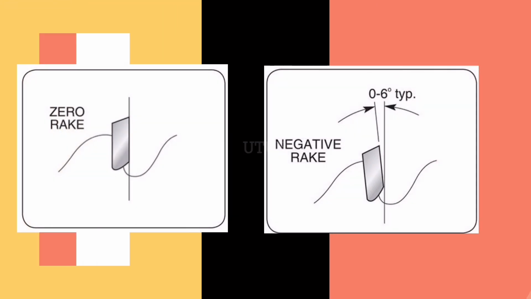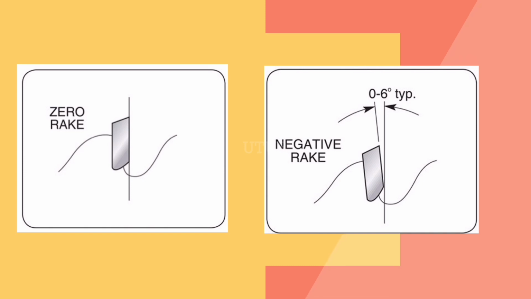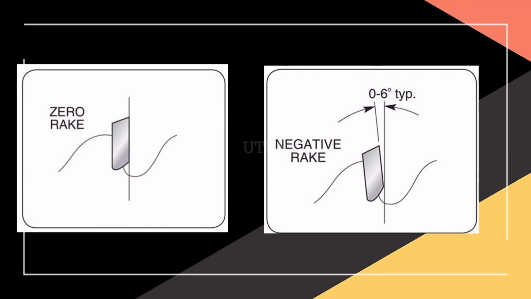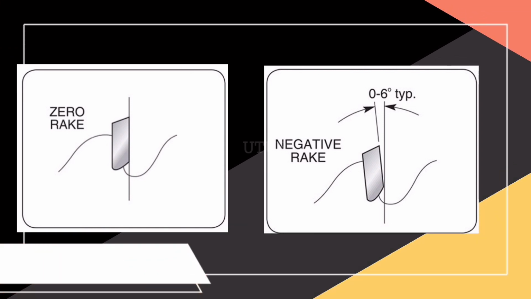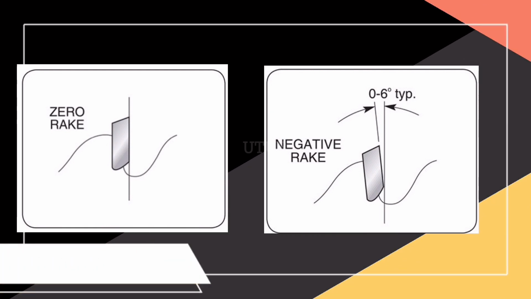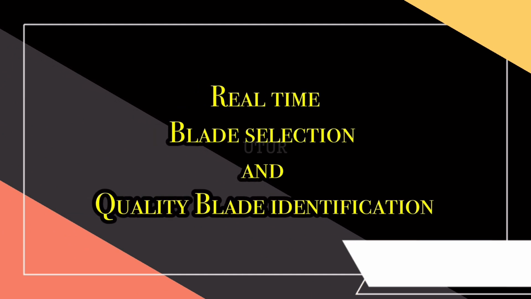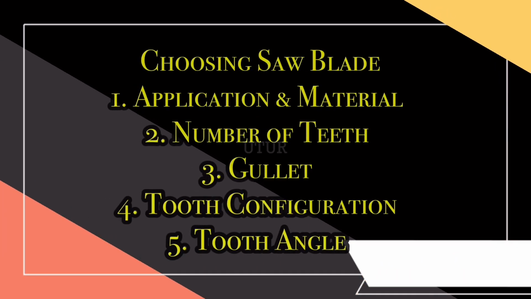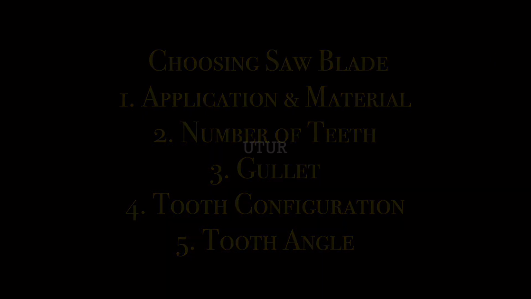Blades which have a zero rake or even a negative rake are best suited for use on a radial arm saw, table saw and mitre saw because they prevent climb cutting and self-feeding. Sometimes you will find the hook angle caveats labeled on your blades. In conclusion, your hook angle determines how steeply your tooth leans into the cut. So in choosing a saw blade, we've made the following considerations with respect to the application, the number of teeth, the gullet, the tooth configuration, and the tooth angle.